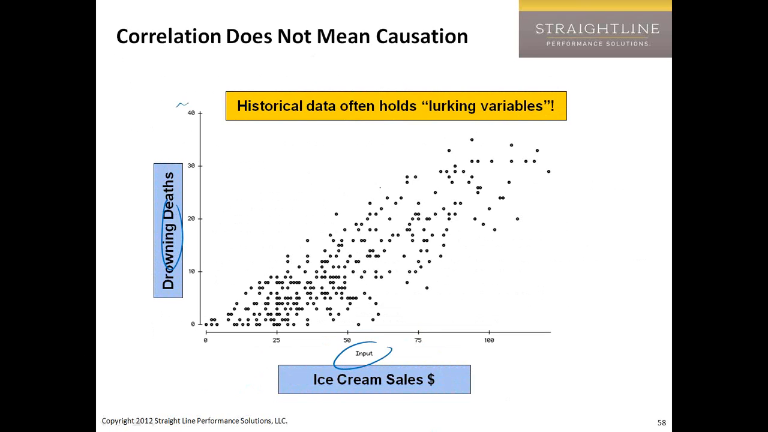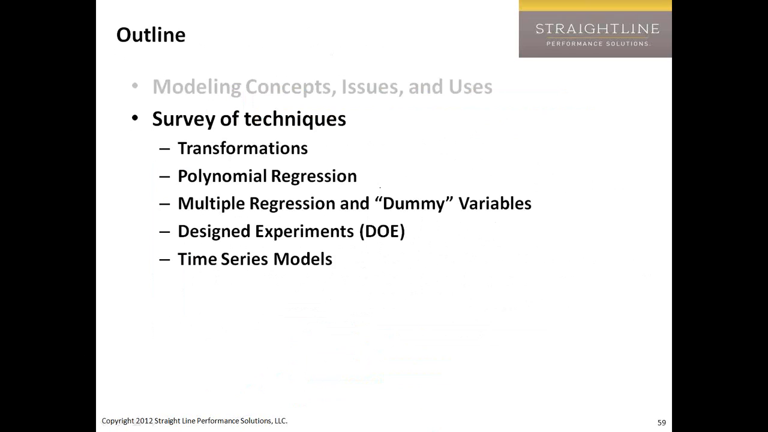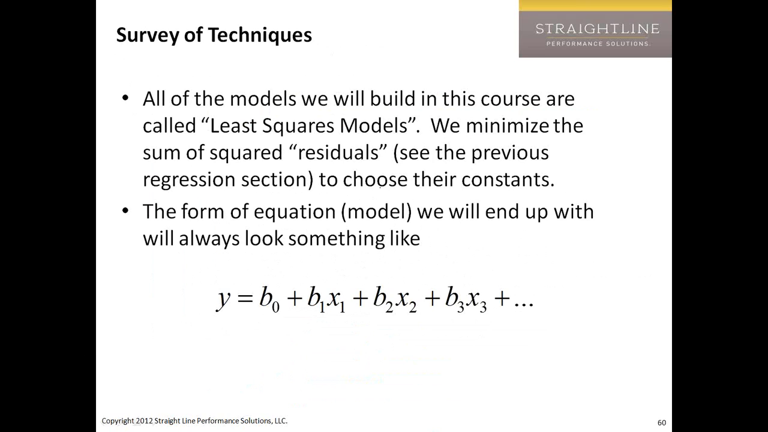Okay? Causal only comes from the context. That's your knowledge. That's the SME's knowledge, or a designed experiment. All right, let's go over some of the techniques. All of these techniques fall under the rubric of least squares models. The form of the equation in each of these cases that we're building looks something like this: y equals b0 plus b1x plus b2x plus b3x. We call these terms, and we call the b's coefficients.